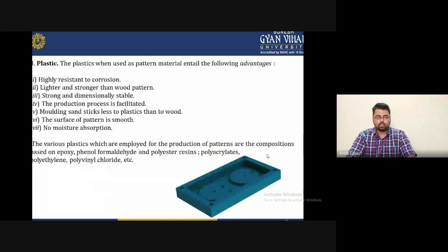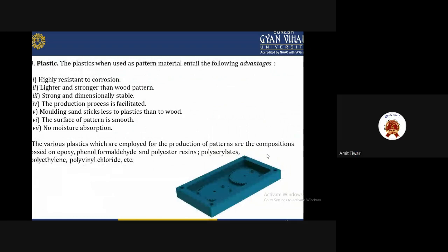Third one is the plastic. When plastic is used as a pattern material, it has the following advantages. The first is high resistance to corrosion. You can see in this diagram, these are the pattern making, and if you want to make this type of gear, with the help of this pattern making, you will fabricate the gear with a plastic pattern.